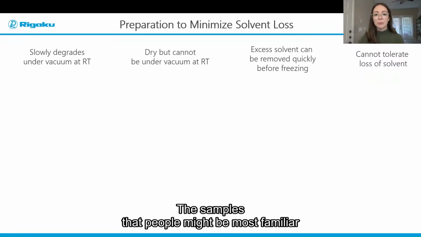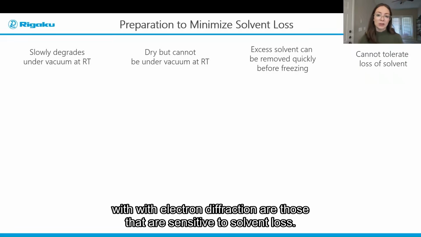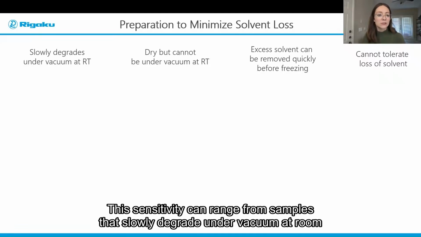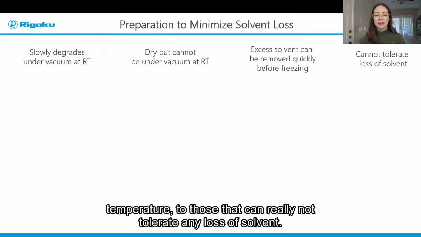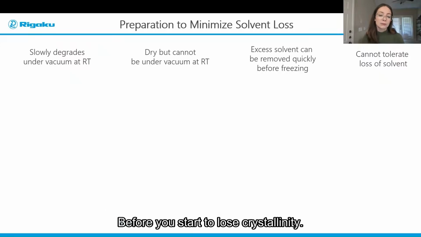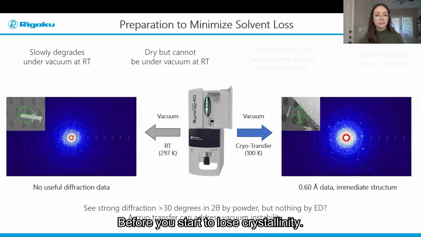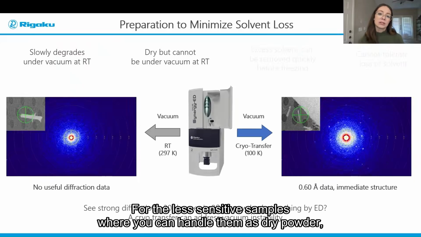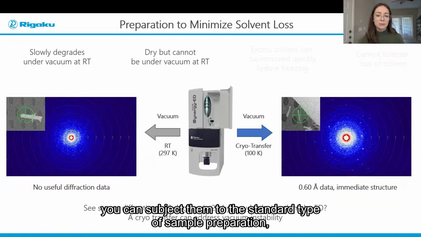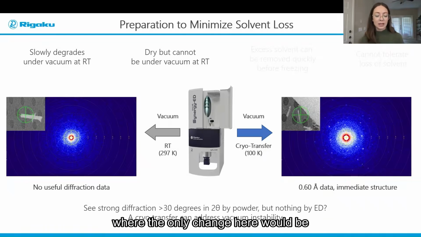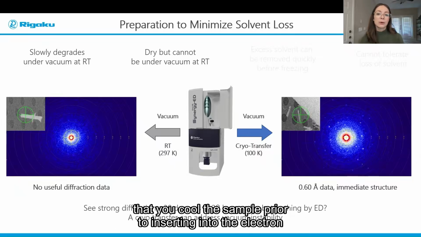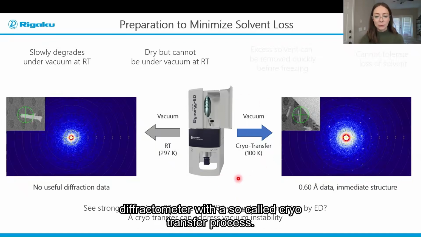The samples that people might be most familiar with for electron diffraction are those that are sensitive to solvent loss. This sensitivity can range from samples that slowly degrade under vacuum at room temperature to those that really cannot tolerate any loss of solvent before you start to lose crystallinity. For the less sensitive samples where you can handle them as dry powder, you can subject them to the standard type of sample preparation, where the only change would be that you cool the sample prior to inserting it into the electron diffractometer with a so-called cryotransfer process.